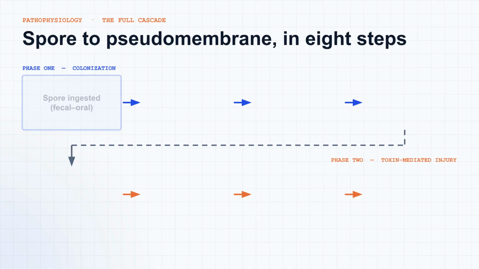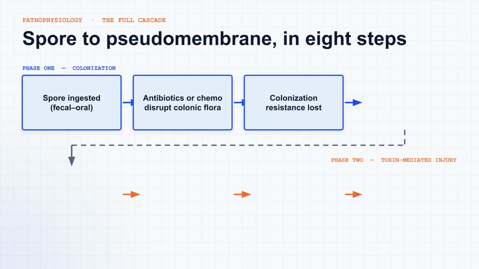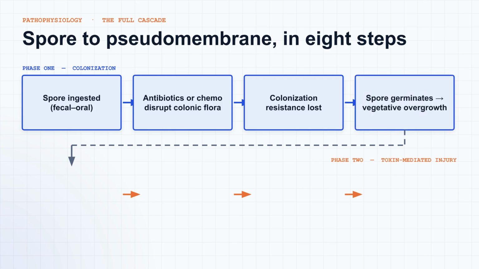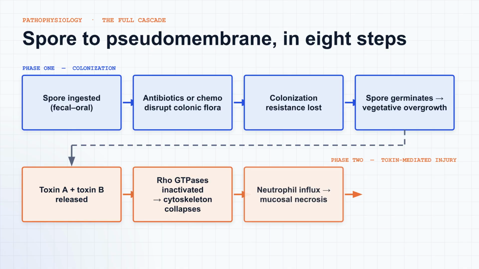Follow the top row. As spore is ingested, antibiotics or chemotherapy disrupt the colonic flora. Colonization resistance is lost, and the spore germinates into a multiplying rod. Now drop to the second row. The rod releases toxin A and toxin B. Those toxins inactivate Rho GTPases and collapse the cytoskeleton. Neutrophils pour in and the surface necroses. And finally, the pseudomembrane forms.